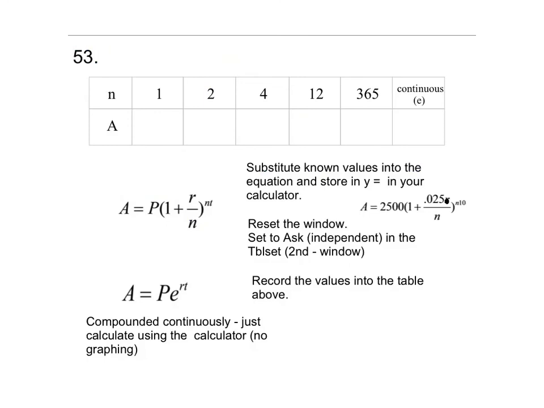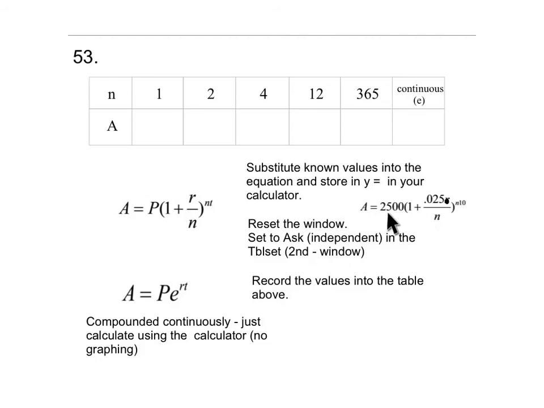This is number 53. You're going to actually be working this one in class. I'd like for you to copy the problem down. I've given you the 2 formulas for compounding periods. You'll notice that there's a table set up, where these are the compounding periods along here, and these are the amounts. The A corresponds to, of course, the A in the 2 formulas. I want you to substitute the known values in your equation and store it in y equals in your calculator. So for the A part, you're going to put the known values in here, and I've already copied the known values here.